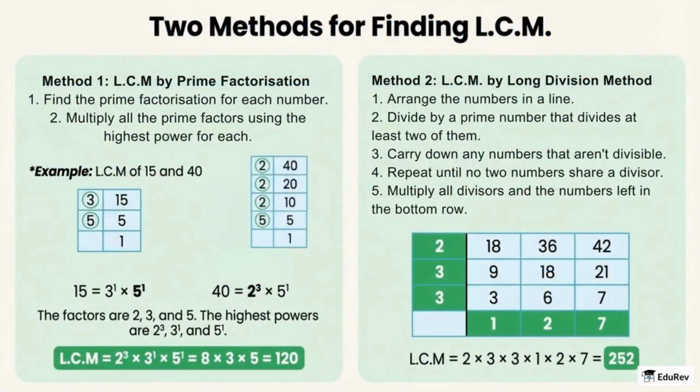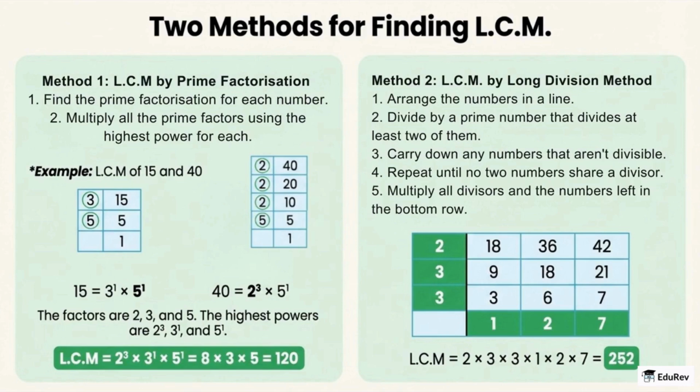There are also two practical methods to find the LCM. With prime factorization, you take every prime that appears in any factorization using the highest power of each and multiply them together. For 15 and 40, 15 is equal to 3 times 5 and 40 is equal to 2 to the cube times 5. So the LCM uses 2 to the cubed, 3 and 5, giving 8 times 3 times 5 equal to 120. The other method uses a ladder or repeated division by primes.